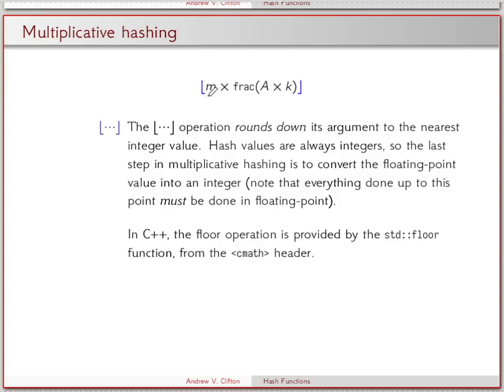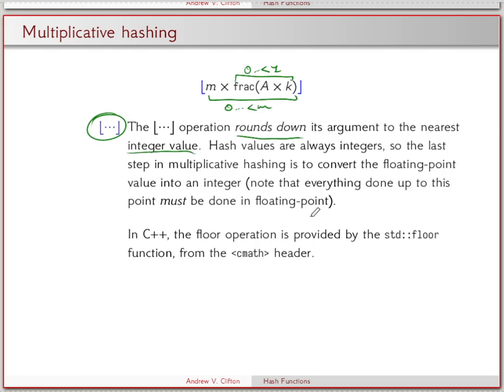And then we multiply that by m, like that. So frac gives me a value between 0 and less than 1. So if I multiply that by m, I get a value between 0 and less than m. And then finally, these little legs round down whatever we give them to the nearest integer value. Our hash values are always integers, right?